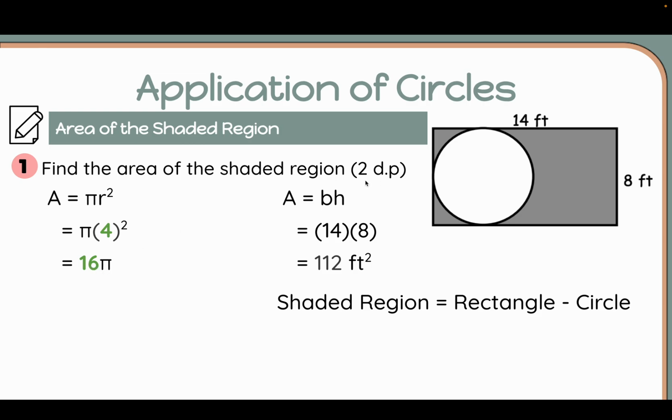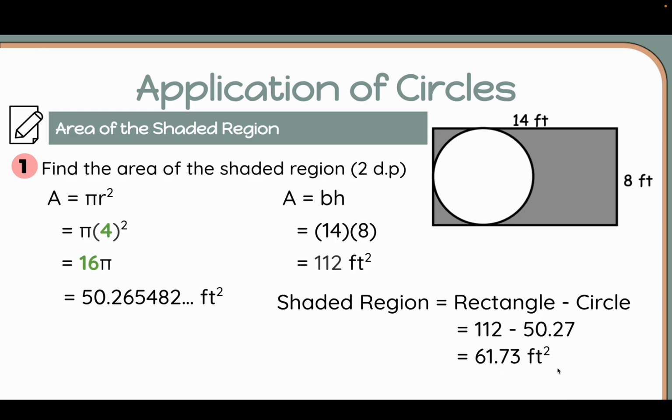Of course, since we're doing 2 decimal places, we can put that into our calculator and we get 50.265482. So now we know our area of our circle. So the shaded region is going to be the rectangle, which is 112, take away our circle of 50.27. It's 50.27 because I want 2 decimal places, which means I have 26, but I look at the 5, and the 5 tells me I have to round this up here to 27. So that's why I get 50.27. And I subtract, and I get 61.73 feet squared is the area of the shaded part.